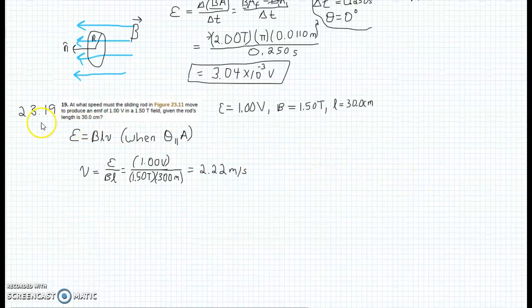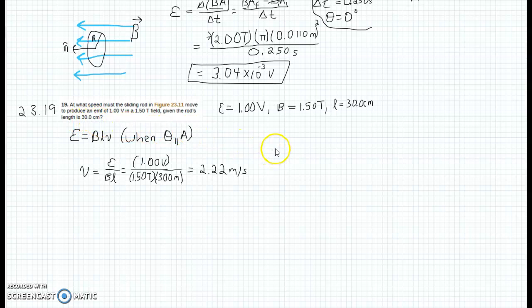the next problem, 23.19? So at what speed must a sliding rod in figure 23.11 move to produce an EMF of 1.0 volts in a 1.5 Tesla field, given that the rod's length is 30 centimeters? I'm going to leave it to you to look at the figure. Okay, but this is an example of motional EMF, okay? This is the so-called railgun problem.